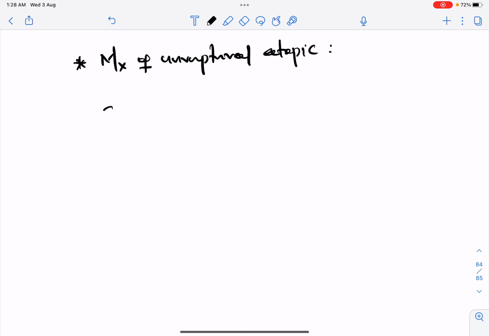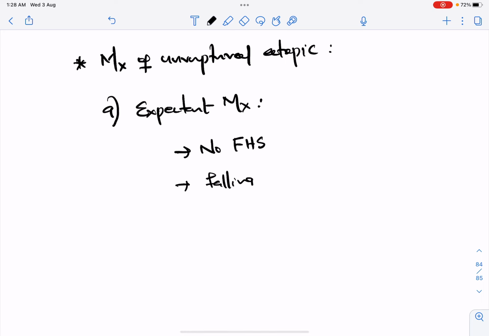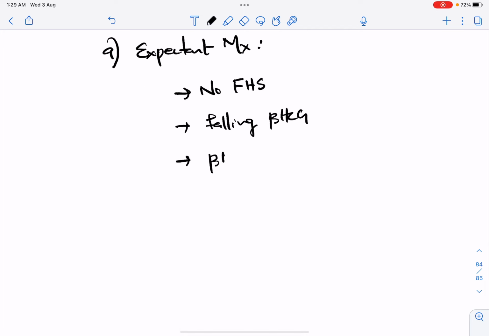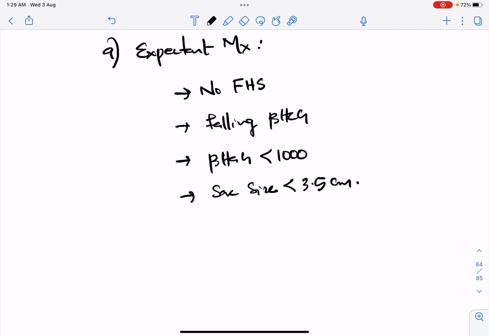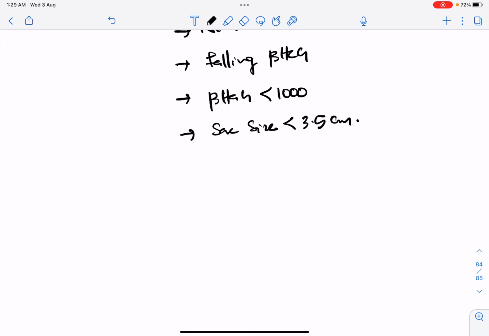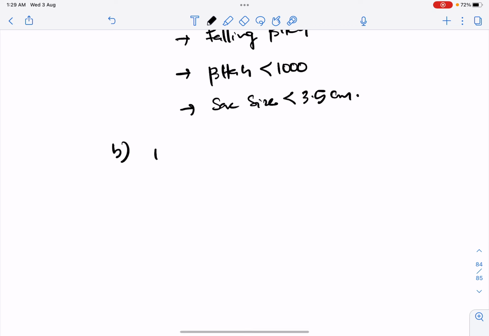The criteria for expectant management: expectant management is done if there is no fetal heart sound, or there is a falling beta hcg, or if the beta hcg value is less than 1000 units, or if the sac size is less than 3.5 centimeter. These are the criteria for expectant management.